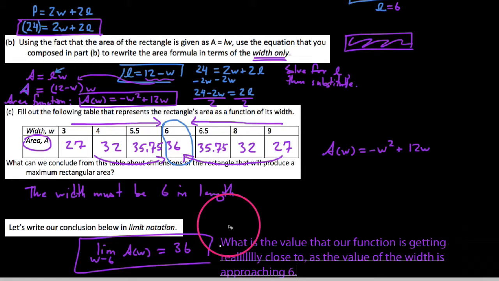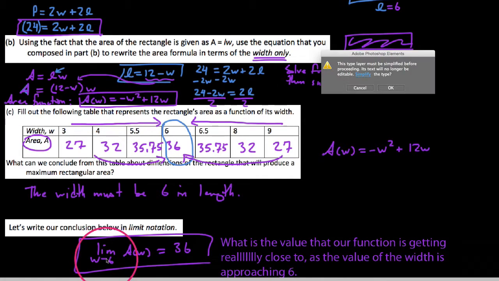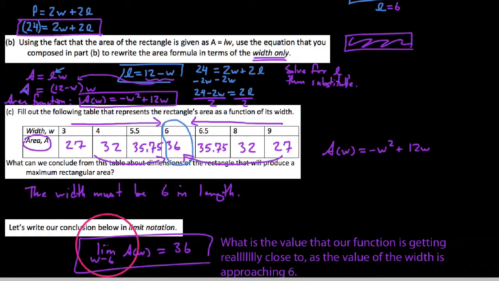I noticed something here. I'm going to go back over and write on my limit. This right here shouldn't be W-6. I don't know why I didn't write an arrow here. What we're saying is, what is the area really getting close to as our width value gets really close to 6? And clearly in the table up here, as the width is getting really close to 6, our function is getting really, really close to 36.